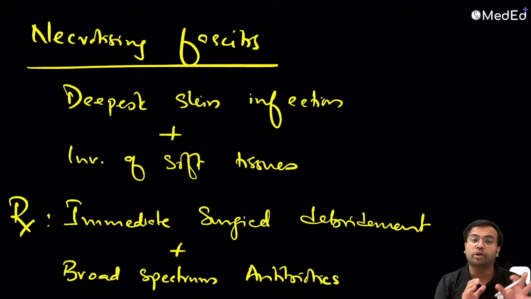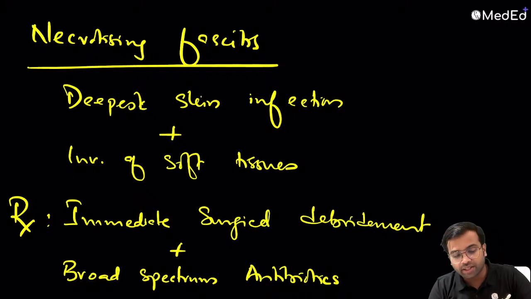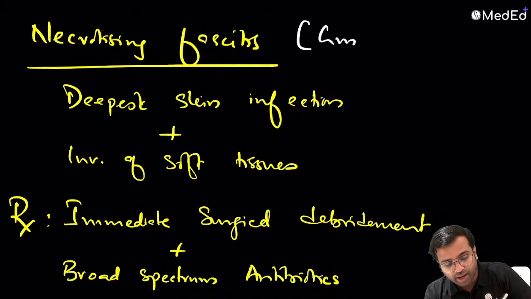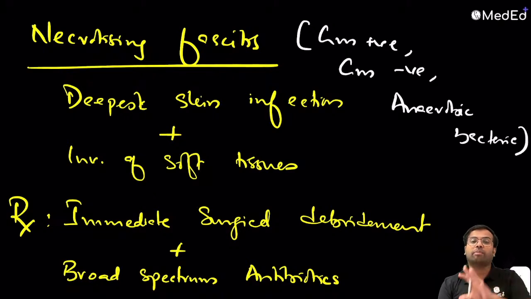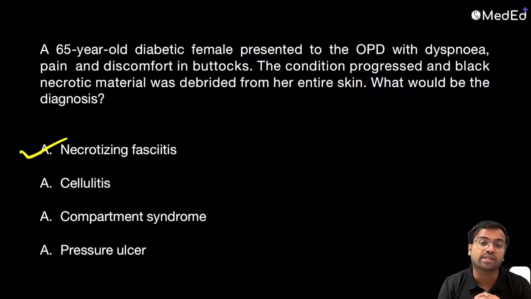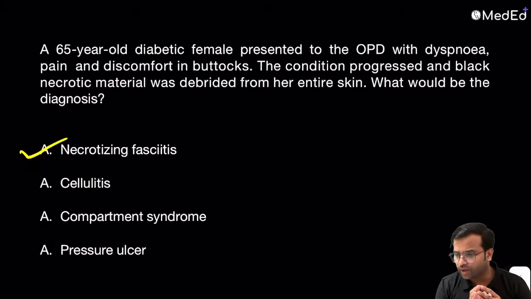Why broad spectrum? Because necrotizing fasciitis is a condition which can be caused due to gram positive, gram negative, as well as anaerobic bacteria. So gram positive, gram negative, anaerobic bacteria. Hence, we have to go for a broad spectrum antibiotic, something like the piperacillin, tazobactam combinations and all. That is how you manage this condition called necrotizing fasciitis. Cellulitis usually presents to you in a different way, isn't it? Yeah, piptaz, meropenem, all these things.